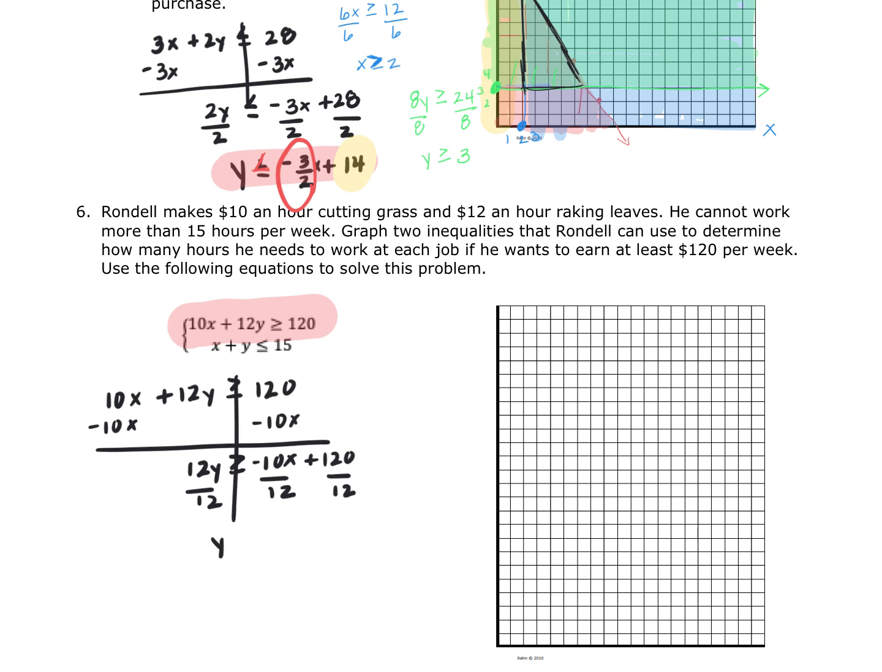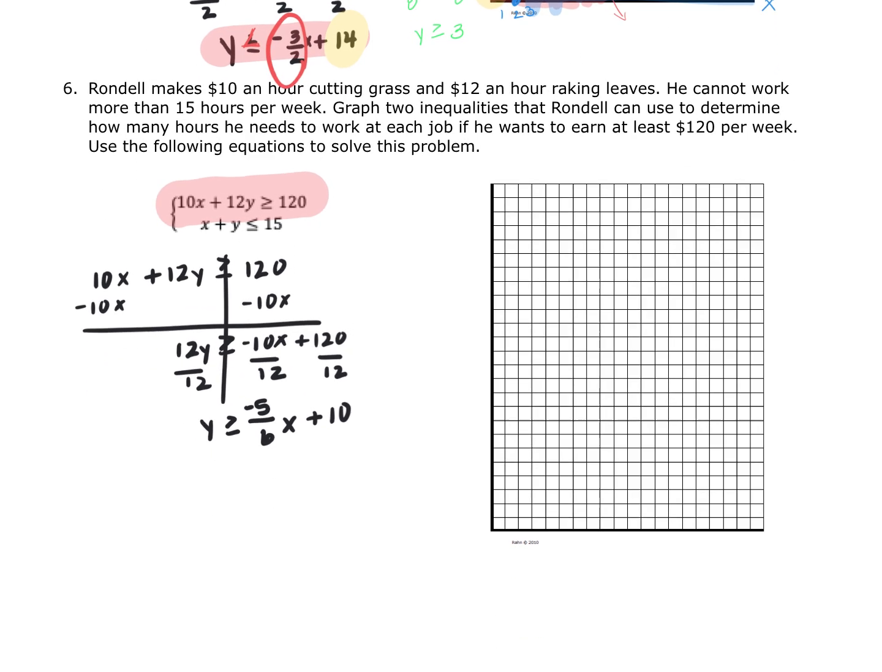Okay, now I'm left with y is greater than or equal to 10 divided by 12. If I did that, I would get a decimal number, and I don't want a decimal number, but I know that 10 and 12 are both even numbers, so I could divide both of them by 2, and then I could make my slope a little bit smaller. So 10 divided by 2 is 5, so I'm going to put a negative 5 up there, and 12 divided by 2 is 6. That has to have the x on it, and then you have 120 divided by 12, and that's going to give you a positive 10. So now this one I can go ahead and graph.